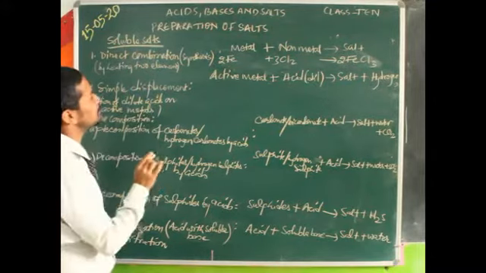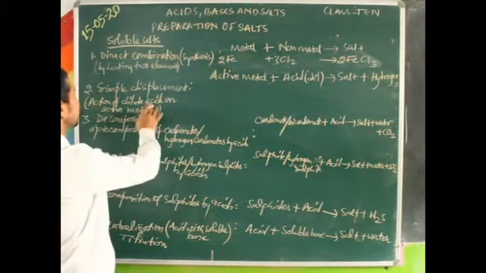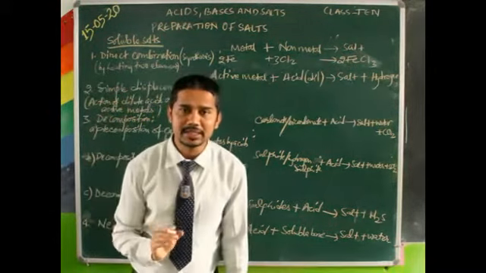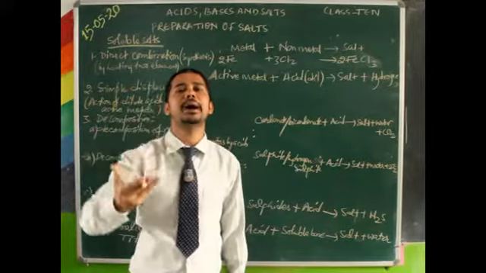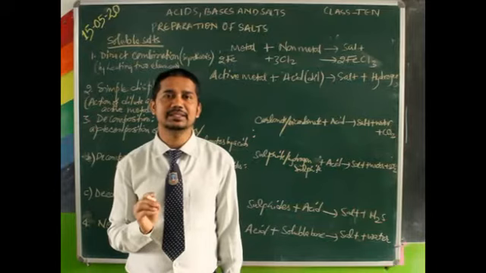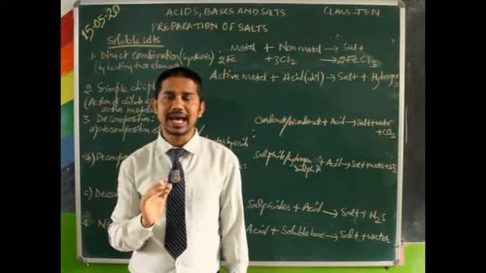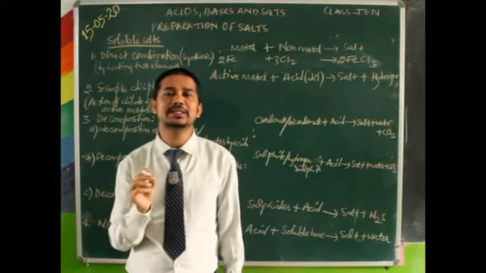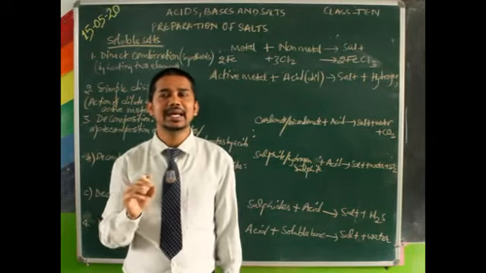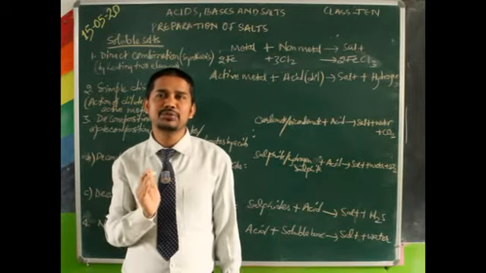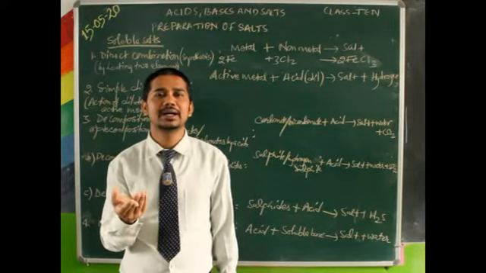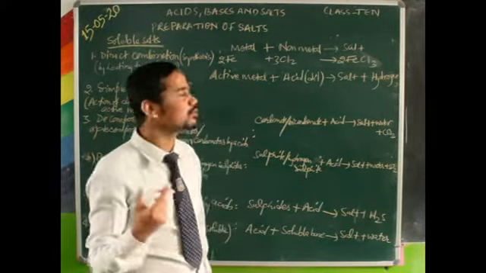Another is simple displacement. Action of dilute acids on active metals. Now what do you mean by active metals? Metals which are lying above hydrogen in metal reactivity series are active metals. Active metals can displace hydrogen from dilute acids to form salt.